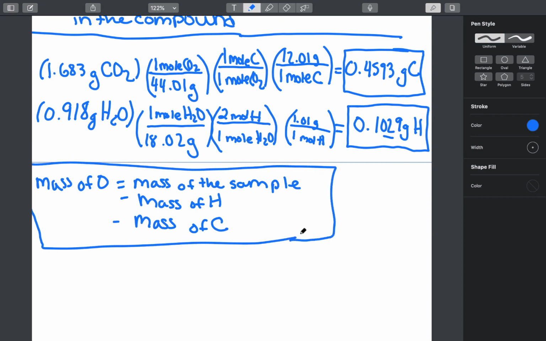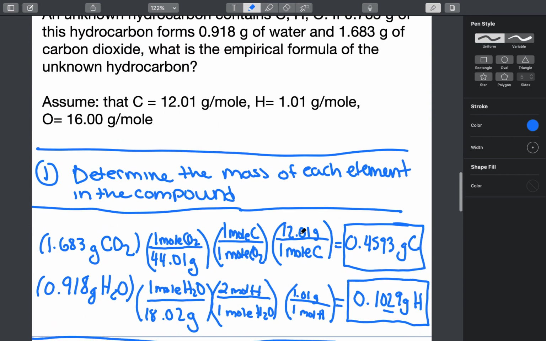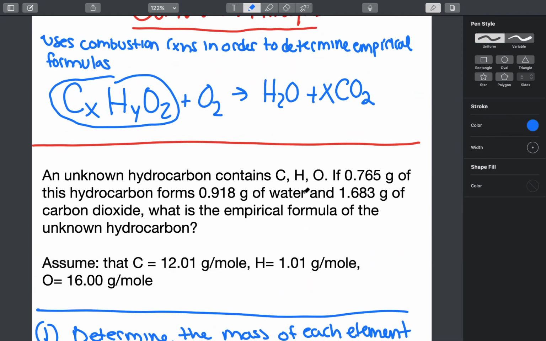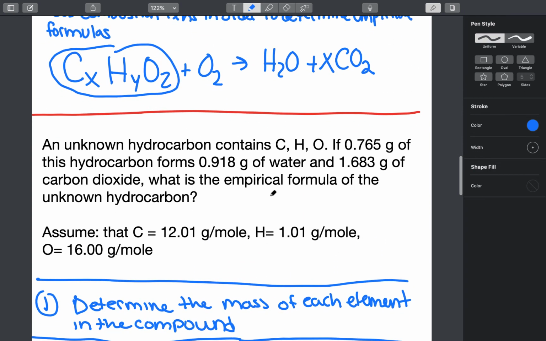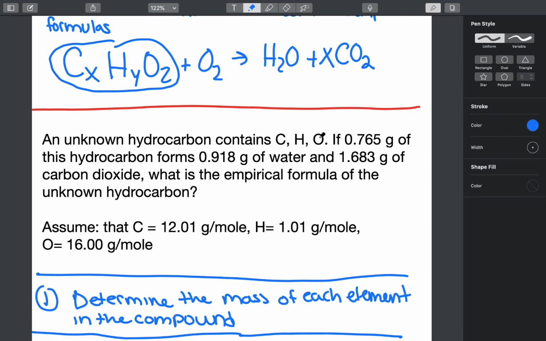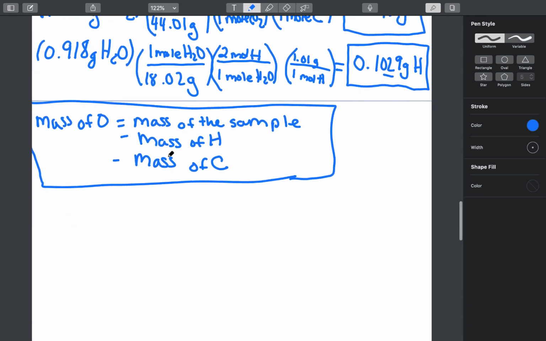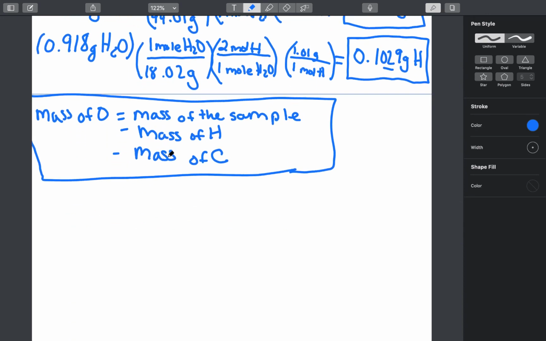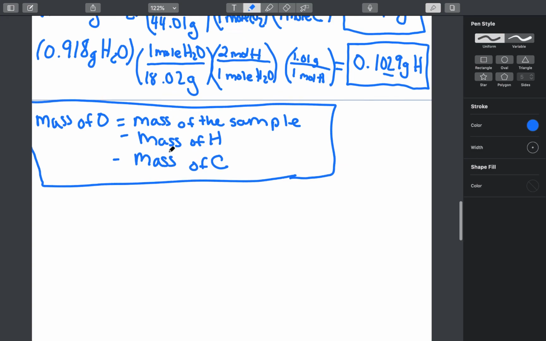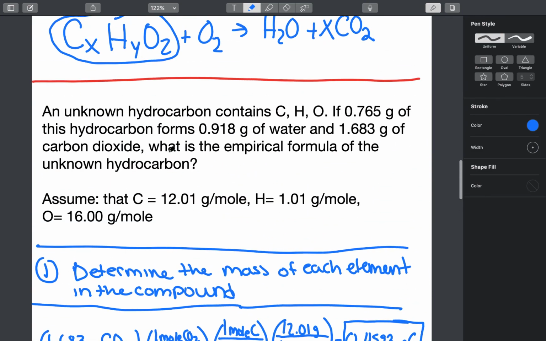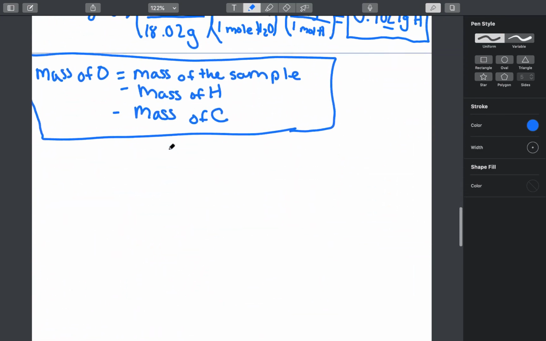And why do you think that is? Well, if you think about it, if you take your sample mass and you know the amount of carbon in it and the amount of hydrogen in it, all you have to do is subtract those two numbers from the total mass in order to get the amount of oxygen in there. So it actually makes a lot of sense that way. So let's do that. Our total mass was 0.765 grams.